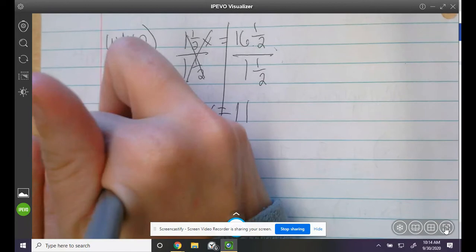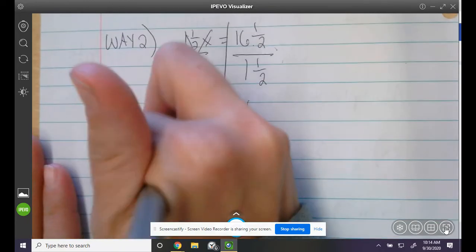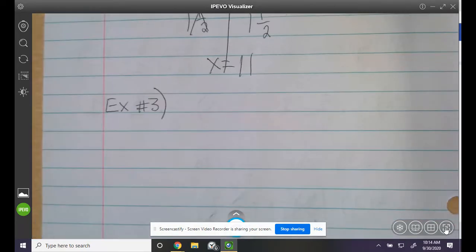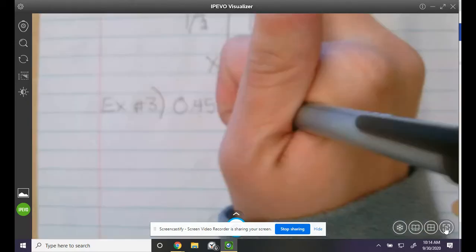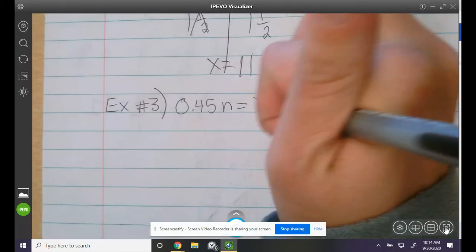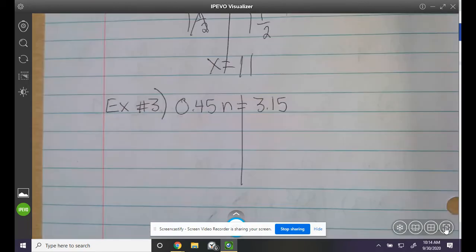All right, example number 3: 0.45 n equals 3.15. Guys, focus. Example 3.